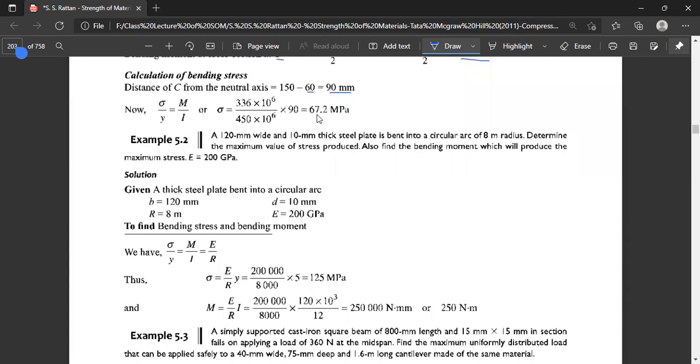Next problem. A 120 millimeter width and 10 millimeter thick steel plate is bent into a circular arc of 8 meter radius. Determine the maximum value of the stress produced. Also find the maximum bending moment which will produce the maximum stress, taking E equal to 200 GPa.